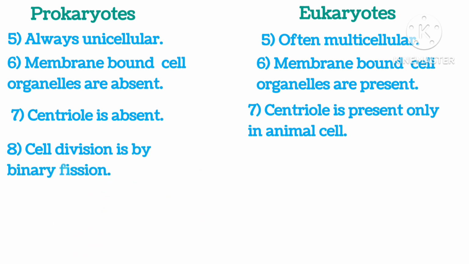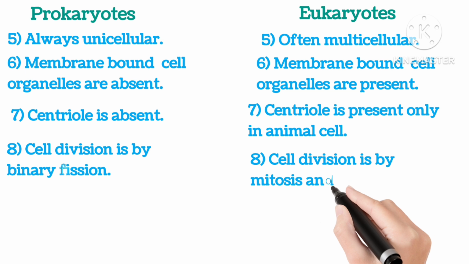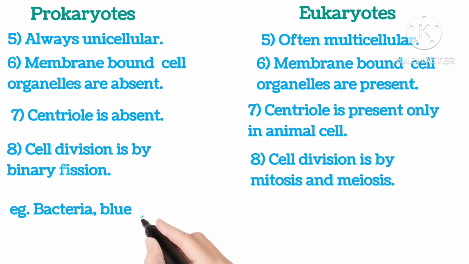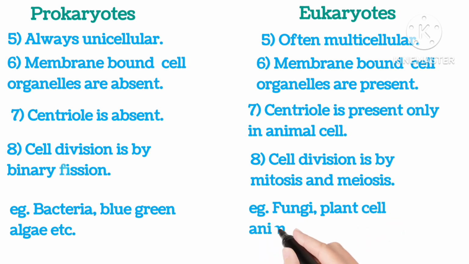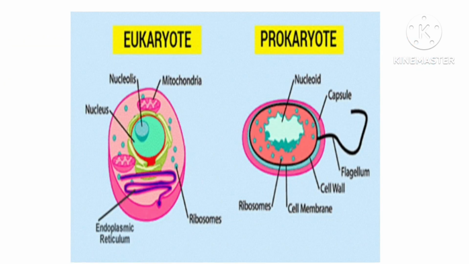Cell division is by binary fission in prokaryotes. In eukaryotes, cell division is by mitosis and meiosis. Examples of prokaryotes are bacteria and blue-green algae, etc. Eukaryote examples are fungi, plant cells and animal cells. You can see the picture of eukaryotes and prokaryotes over here.